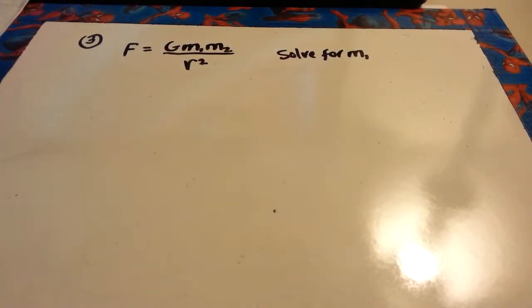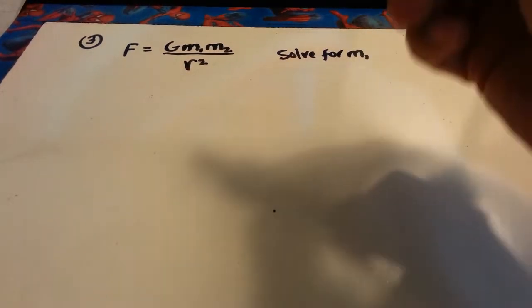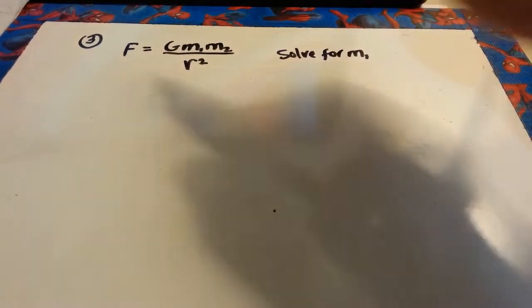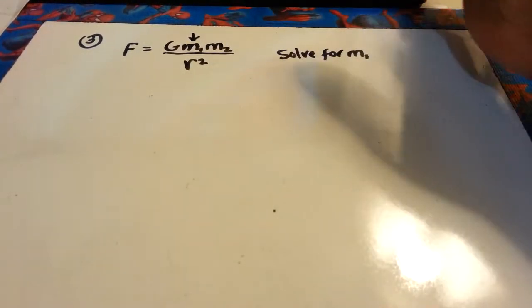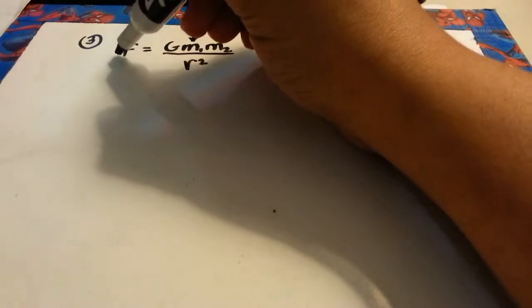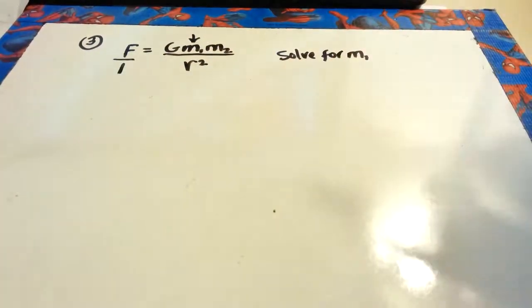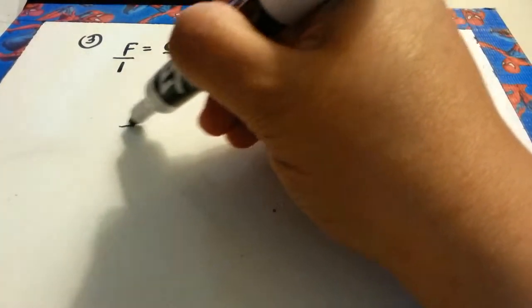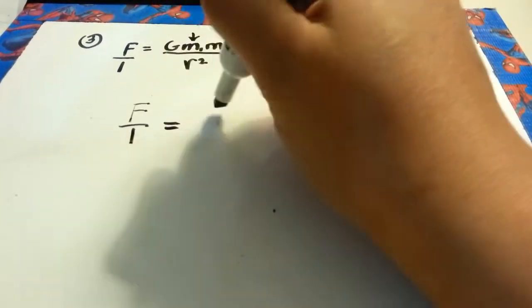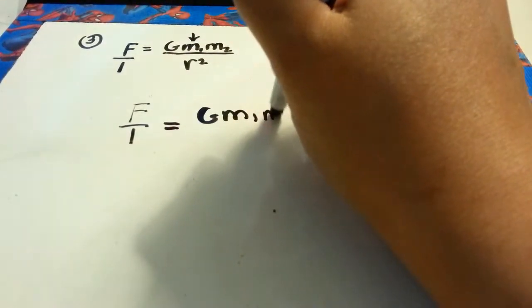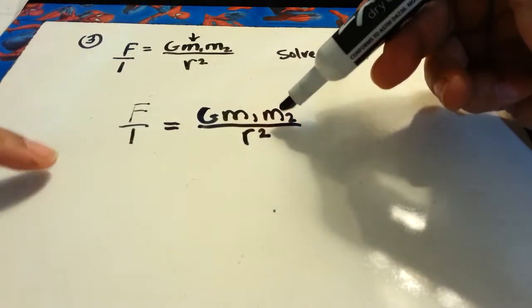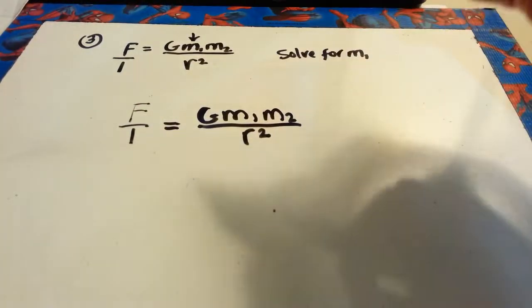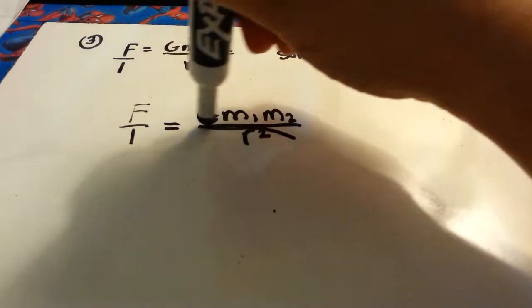Alright, in question number 3, it's a literal equation, and they're asking you to solve for M1. Well, the first thing you should notice is that M1's over here, and you want to leave M1 by itself. Well, the first thing I would do, I would understand this as f over 1. So you have f over 1 equals g m1 m2 over r squared. If this is a fraction facing off a fraction, so when you have the situation, you would cross multiply.